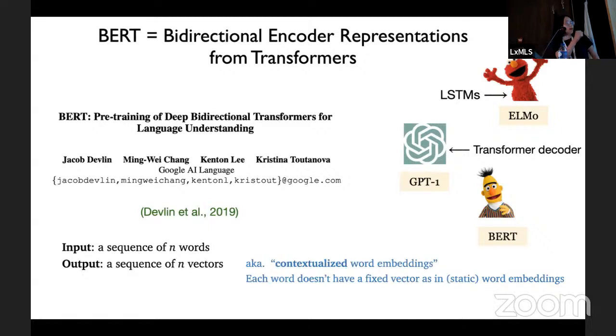This line of research, ELMo and BERT, also proposed this idea called contextualized word embeddings. The idea is that for any sequence of words, you can apply an encoder function to this input and output a sequence of n vectors. This is different from the conventional word2vec static word embeddings, where each word has only one fixed vector. Here, each word has a different vector representation depending on the context. That's how people distinguish static word embeddings from contextualized word embeddings.